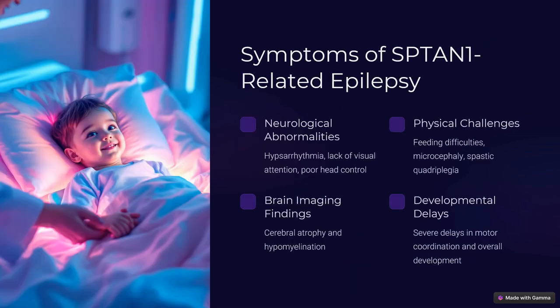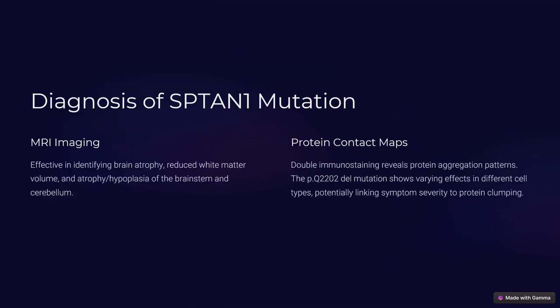Symptoms of SPTAN1-related epilepsy are hypsarrhythmia, lack of visual attention, poor head control, feeding difficulties, microcephaly, spastic quadriplegia, cerebral atrophy, and hypomyelination. It is most often difficult to diagnose mutation in the SPTAN1 gene. There are some ways, however, that have helped identify mutation in the SPTAN1 gene.